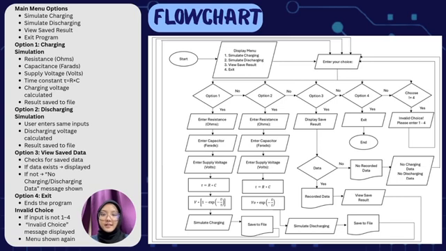If option 1 is selected, the resistance, capacitance, and supply voltage will be requested. The time constant will be calculated using the formula tau equals R times C. The charging voltage will be simulated using the exponential formula, and the result will be saved to a file. For option 2, similar input values will be collected. The discharging voltage will be simulated using a different exponential expression. This result will also be saved to a file.